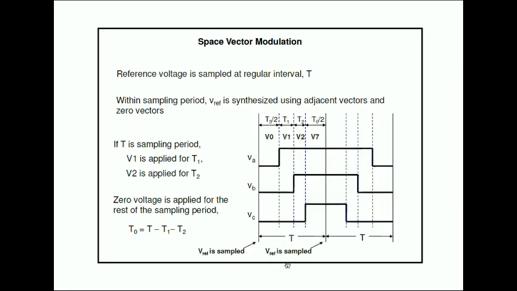So this V reference is sampled here, and again we are sampling it here. So we can say that T0 is equal to the total time minus T1 minus T2. That is T0, which you can also obtain from this particular graph.